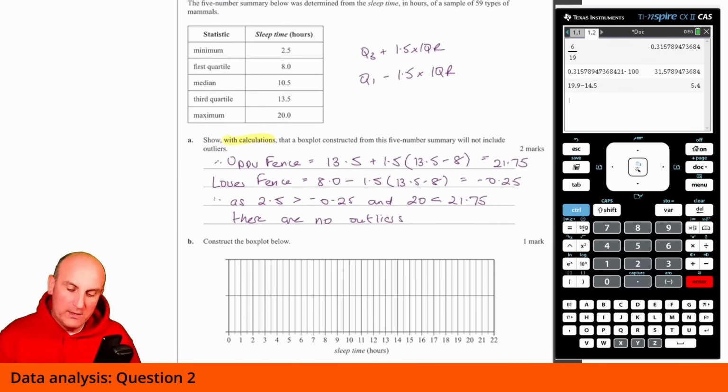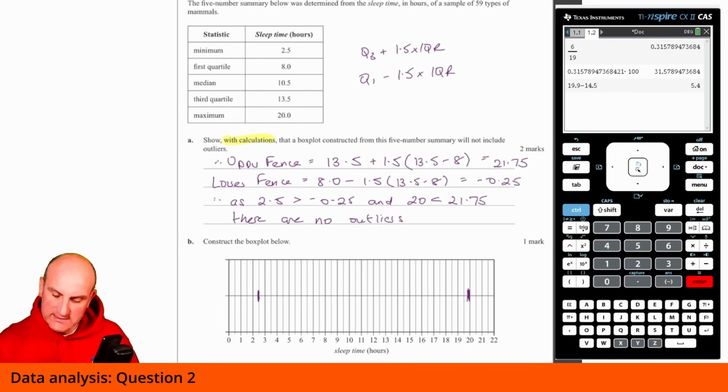Construct the box plot below. Now, please, munchkins, would you use a ruler? All right, use a ruler. So what do we got? We got our minimum at 2.5, and it's really important to make sure we get the scale. So there's my vertical line at 2.5. My maximum is at 20. He says, hoping that my eyesight is doing me good.